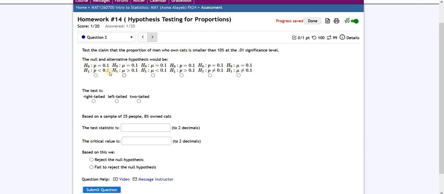So here is my choice. It's the first one because we're talking about a proportion. Do not mix the proportion with the mean. And I see that the test is a left tail test, so I'm just going to choose left tail test here.